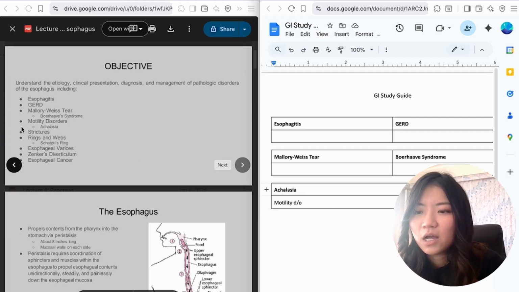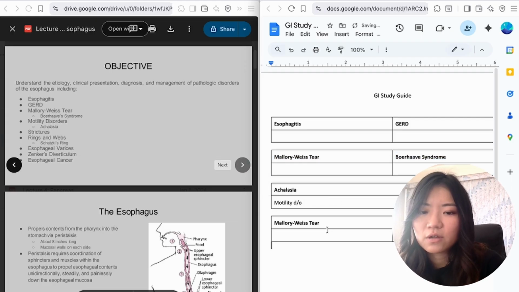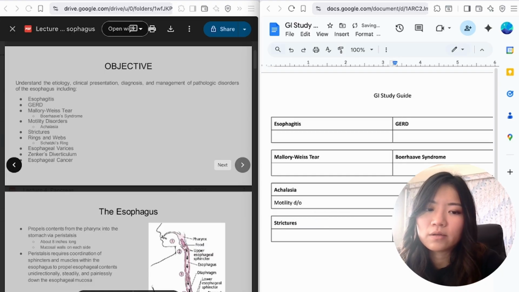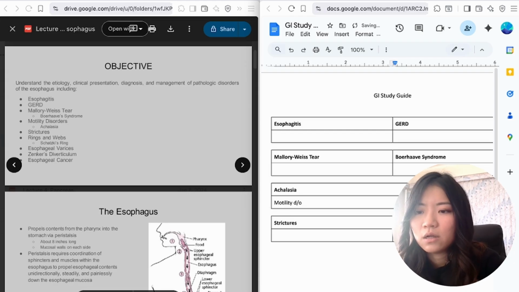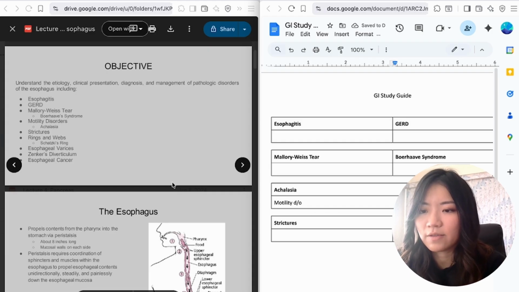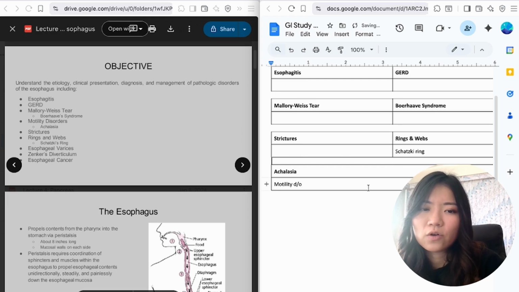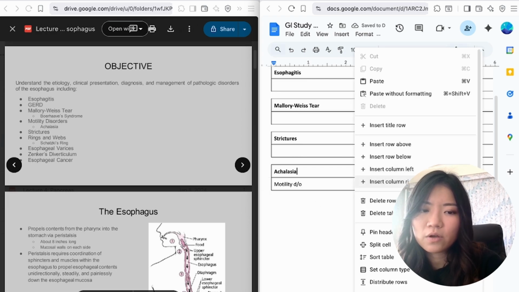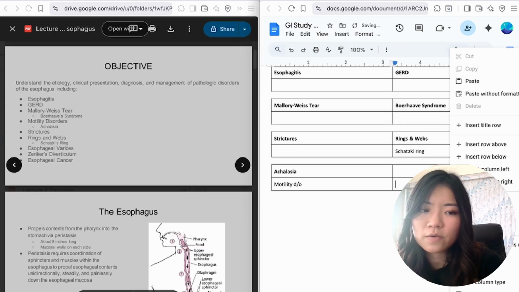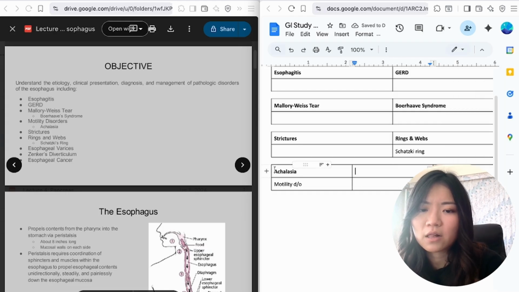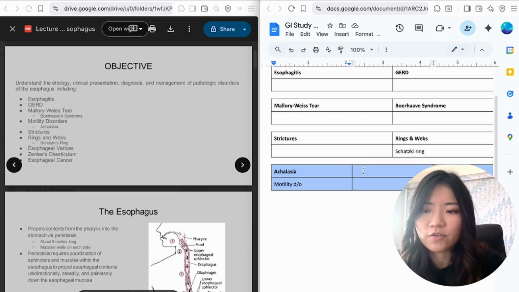And then here, strictures. The next is strictures and rings and webs. Then under here, Schatzki's ring, which is a type of ring. So I'm just going to leave that under that section. These are all independent conditions. You don't necessarily have to group them with any of the others, but I like utilizing space well. Achalasia was on its own, so I'm just going to put all 3 of these that are other esophageal conditions together.